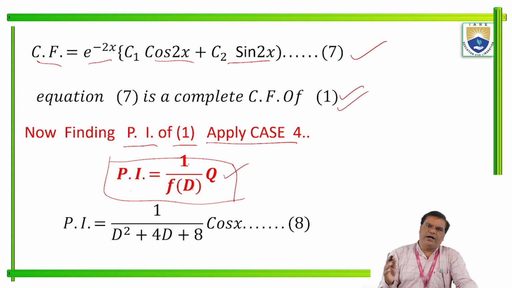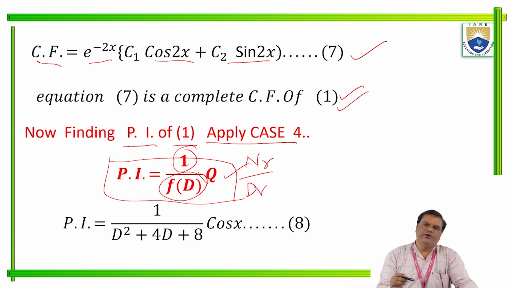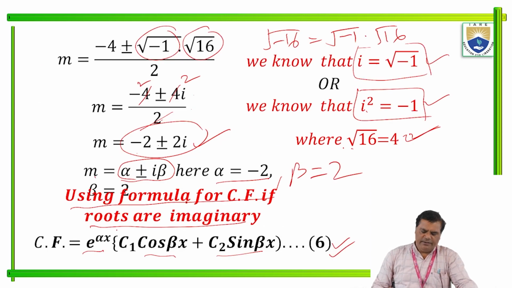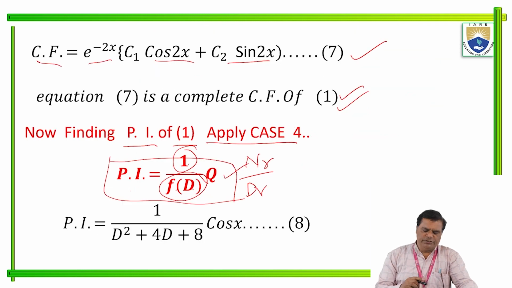There are two parts of the particular integral, numerator and denominator. Numerator is 1, denominator is f(D), and Q is in the numerator, not in the denominator. So f(D) is some function of D. The function of D in our question is D square plus 4D plus 8, and Q is cos x.